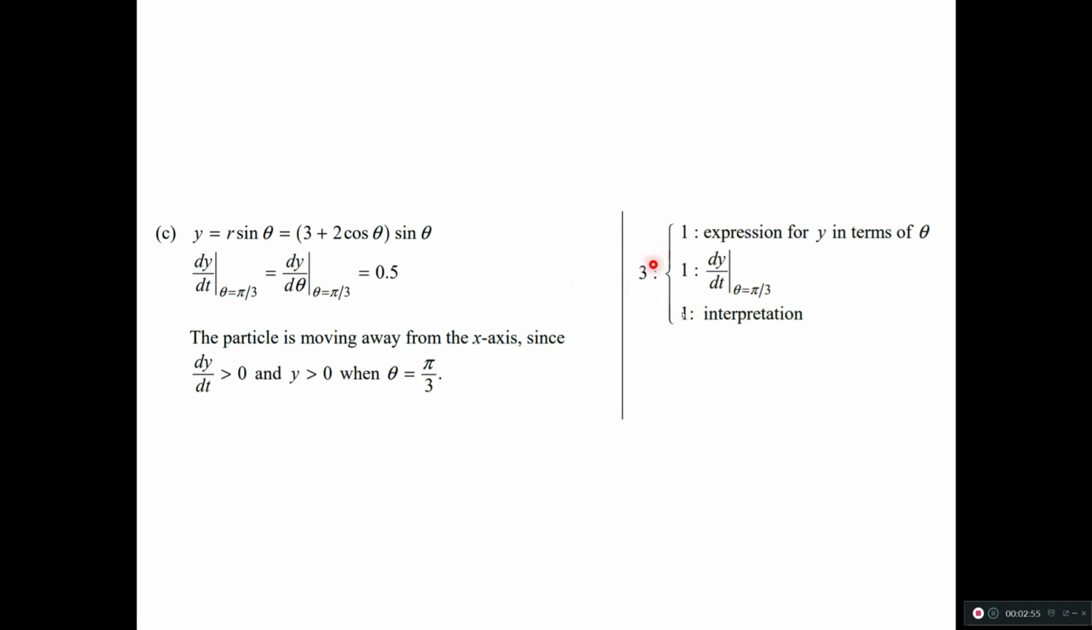Looking at the scoring guidelines, there's 3 points for this problem. There's 1 point for the expression of y in terms of r, which is 3 plus 2 cosine theta times sine theta. There's 1 point for dy over dt at theta is equal to pi over 3, 1/2. And there's 1 point for the interpretation. So we got 9 out of 9 on problem number 3.